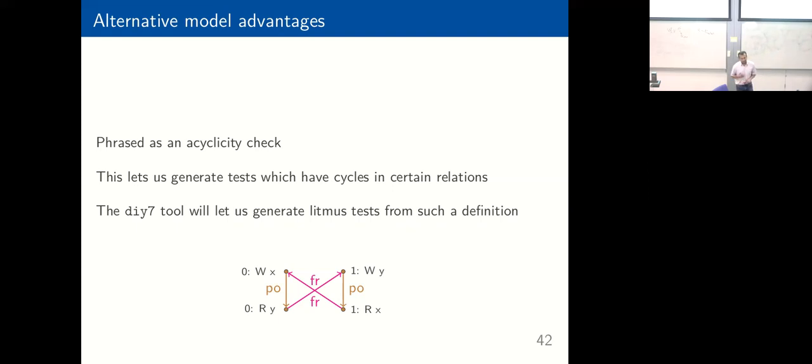Well, if you look at the typings of the FR relation, that forces the first one to be a store, the second one to be a load, the next one to be a store at the same location, and then the last one to be a load at the location of the very first event. And then program order forces them to be in those threads.